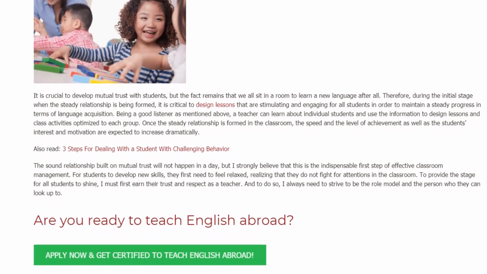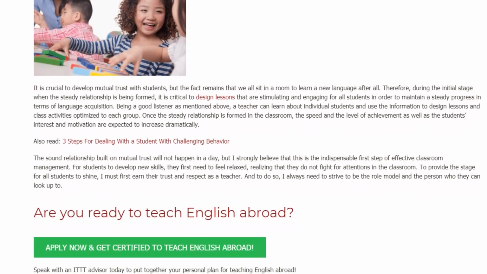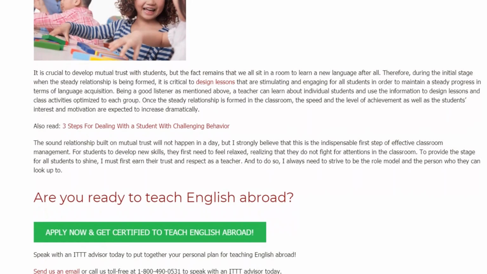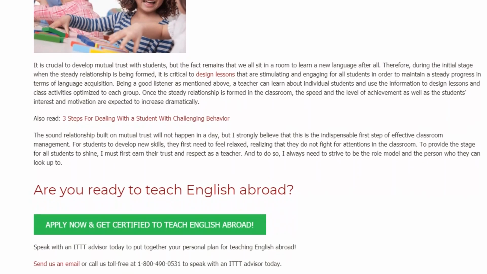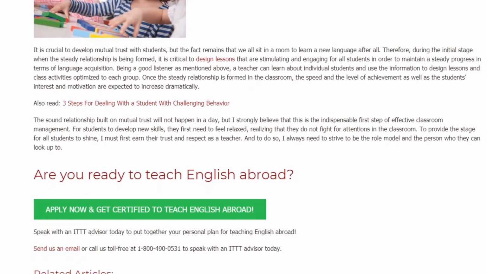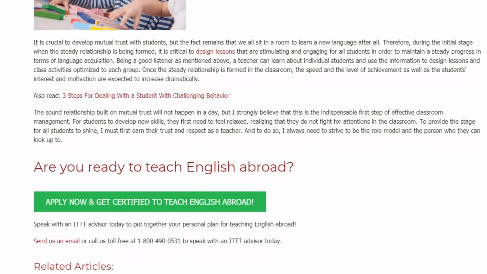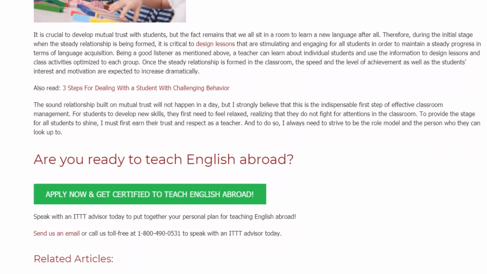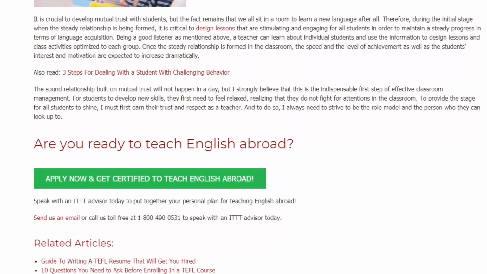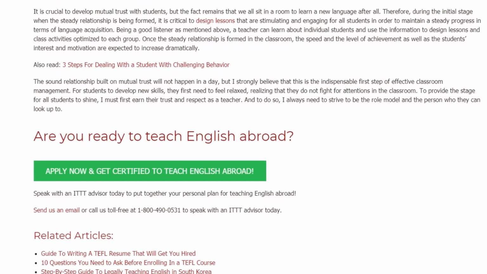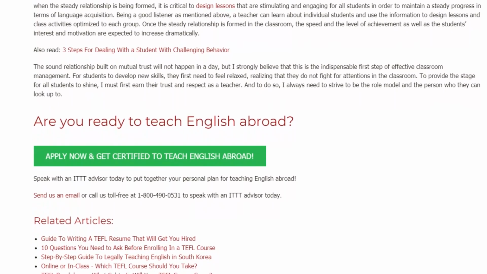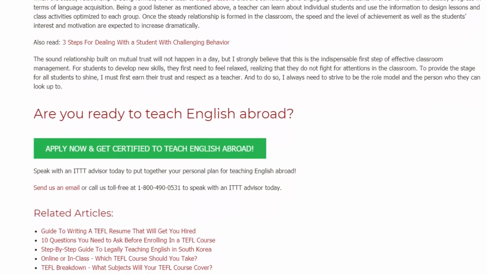Once a steady relationship is formed in the classroom, the speed and the level of achievement as well as the students' interest and motivation are expected to increase dramatically. The sound relationship built on mutual trust will not happen in a day, but I strongly believe that this is the indispensable first step of effective classroom management. For students to develop new skills, they first need to feel relaxed, realizing that they do not fight for attention in the classroom. To provide the stage for all students to shine, I must first earn their trust and respect as a teacher. And to do so, I always need to strive to be the role model and the person who they can look up to.